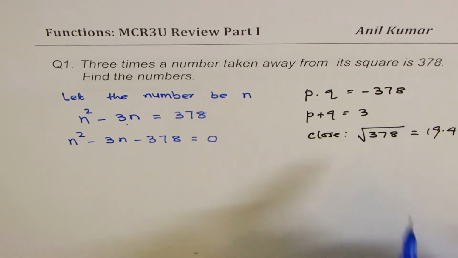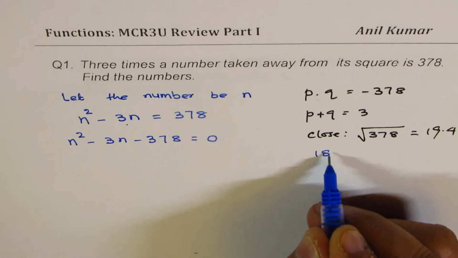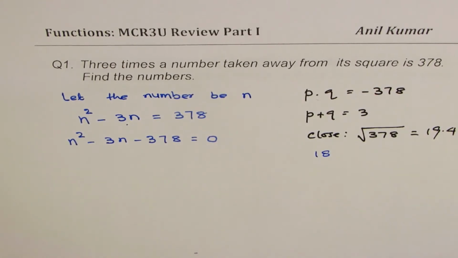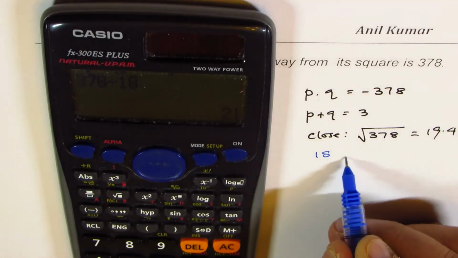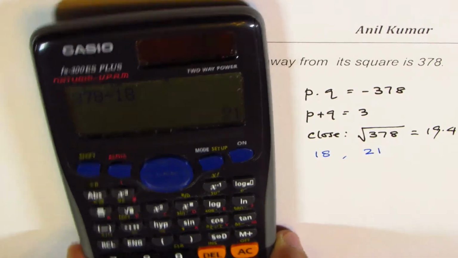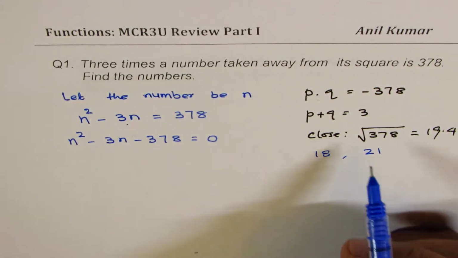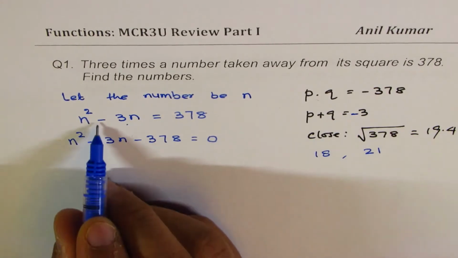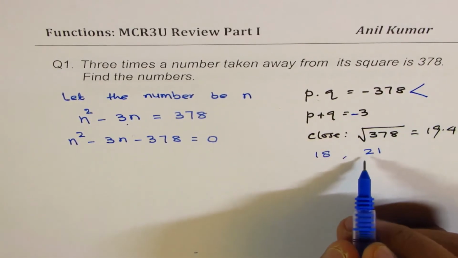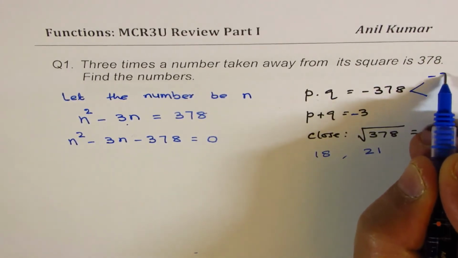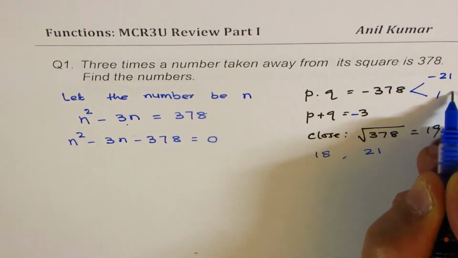So 18 could work. So we could have 18 as one of the numbers. Let us check. If I divide 378 by 18, what do I get? I get 21. So 18 and 21 could work. Since we are looking for product negative and sum positive, that means the bigger number is negative. We get negative 21 and positive 18.